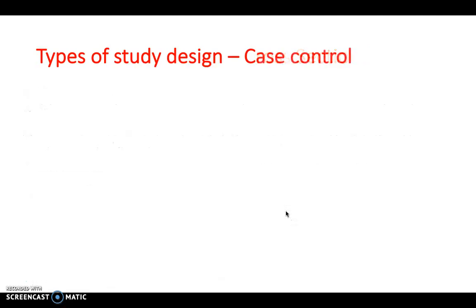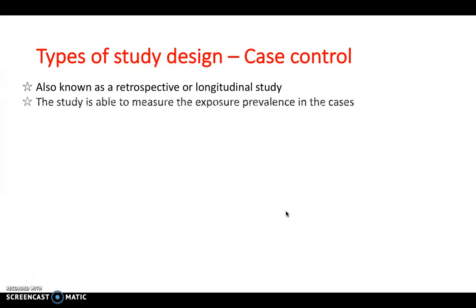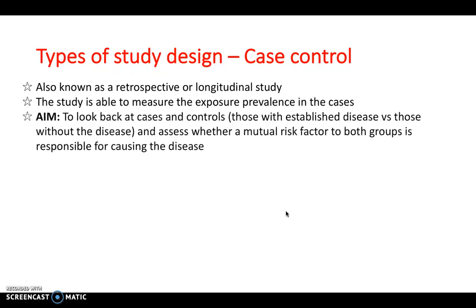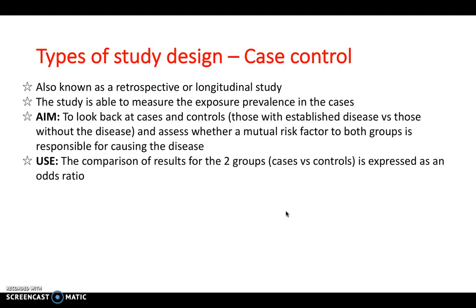Next you have a case control study, and these are also referred to as retrospective or longitudinal studies. The study in this case is able to measure the exposure prevalence. So what this means is that we're going to take two groups. We're going to look back at the cases, so that's those who've got established disease, and we're going to take a look at the controls as well, so those without the disease. And we need to assess whether a mutual risk factor to both groups is responsible for causing the disease or not. And usually from this type of study you can calculate an odds ratio to compare and express how important that risk factor is.